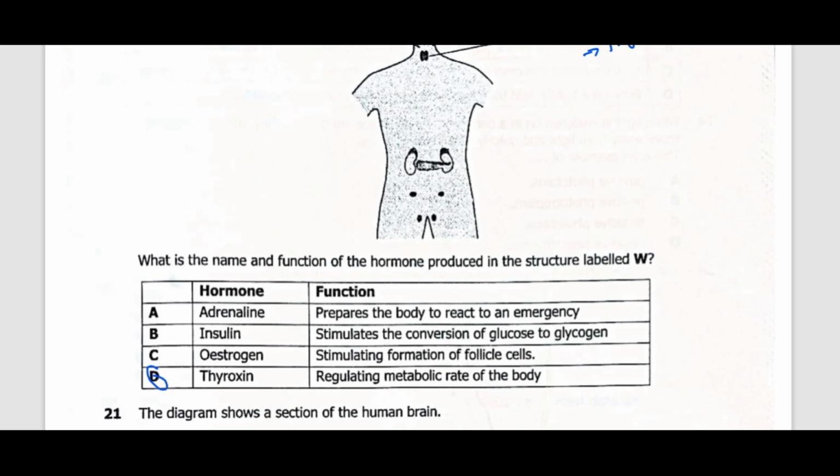It's not adrenaline. Adrenaline is produced by the adrenal gland. Insulin is produced by the pancreas. Then estrogen is produced by the female ovary. So we know that the answer is D, because the function of thyroxine is to regulate the metabolic rate of the body.